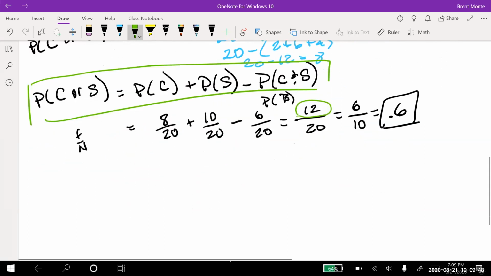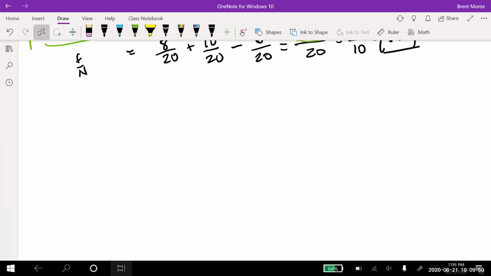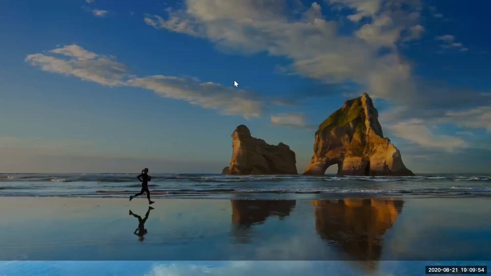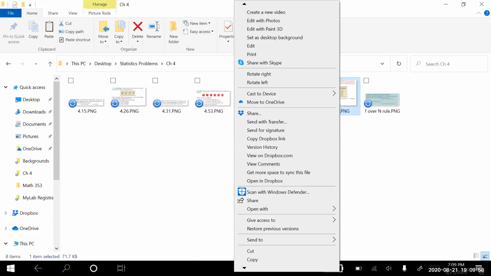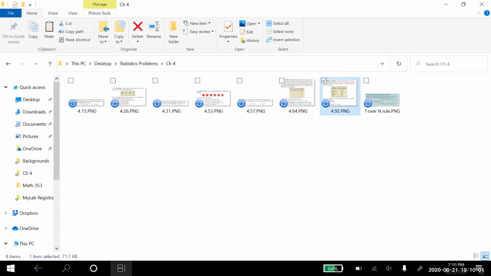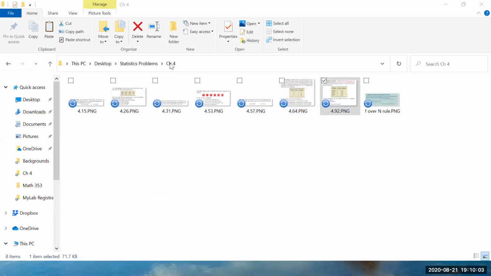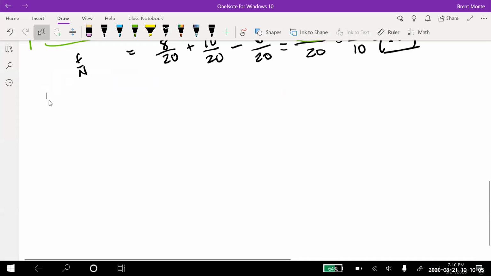It's an example, you may have guessed, of the special addition rule. So we have one more problem in here to take out. Let's grab this one. We'll paste that in. All right, let's put that right there.